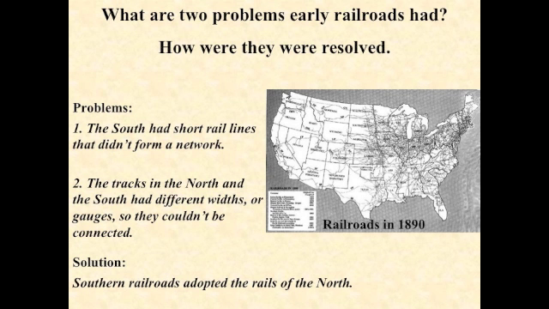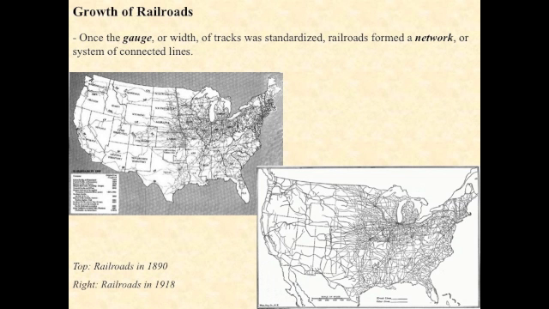So in order to adapt and to fix this problem, the Southern railroads decided that they were going to match the North. Now, if you look at the map that's right in front of you, you can see that there are a lot more Northern railroad lines than there are Southern railroad lines. So it was a lot easier for the South to adapt than for the North. Once a standard size was developed for the railroads, the railroad lines boomed.